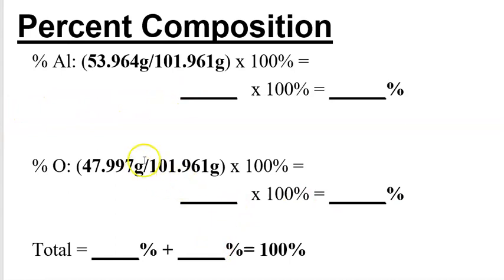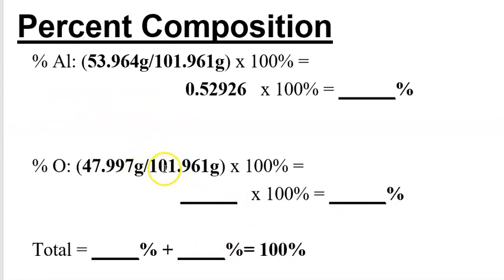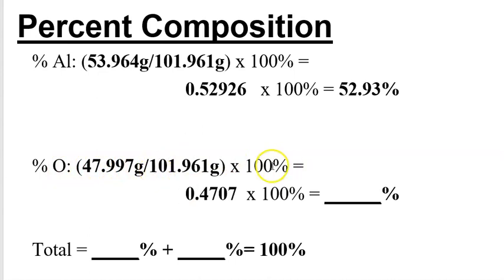And I did the same for oxygen. That gives me 52.93% is aluminum. And the percentage that is oxygen, when I take 47.997 divided by the whole, and then multiply by 100, the answer is 47.07% is oxygen.